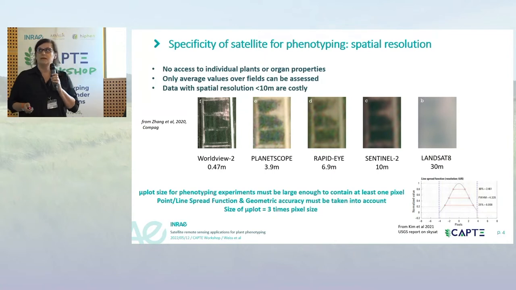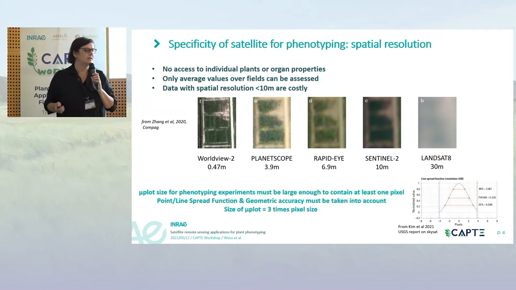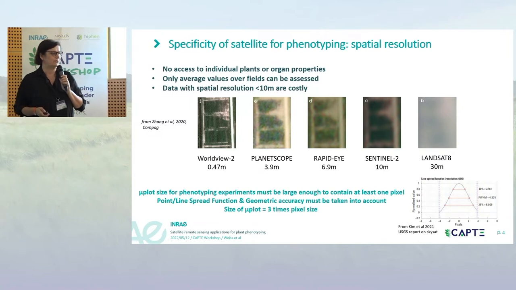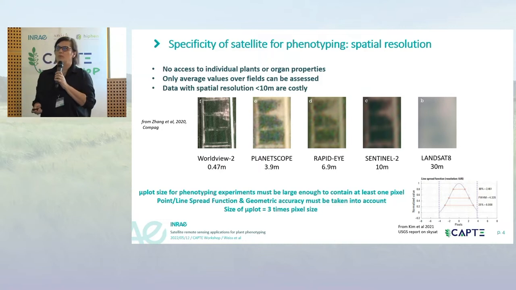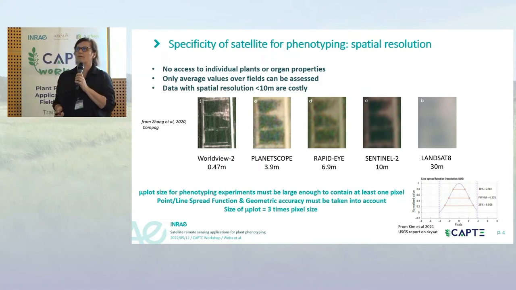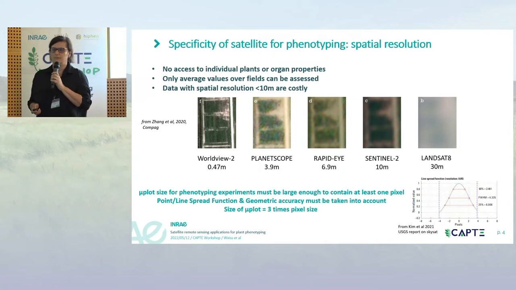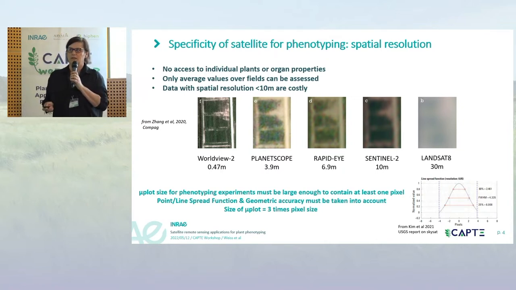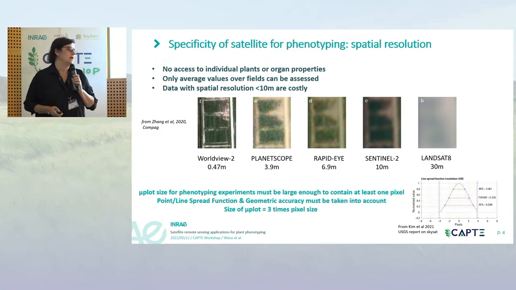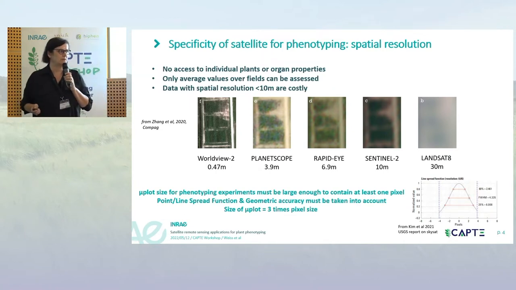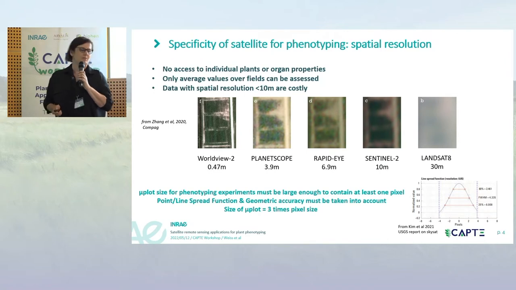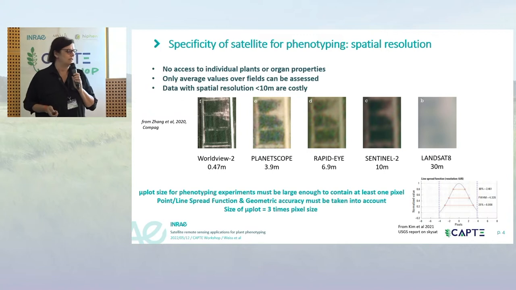So here I have made some kind of a listing of the specificity of satellites for phenotyping. So the first one, of course, is the spatial resolution. So the best satellites, let's say, have around 30 centimeter resolution. And I extracted here some images from a paper from Zhang et al. showing the degradation of the spatial resolution depending on the satellite you are using. So you can see that even at 4 meter, you get some kind of blur, and it's quite difficult to get access to accurate information.